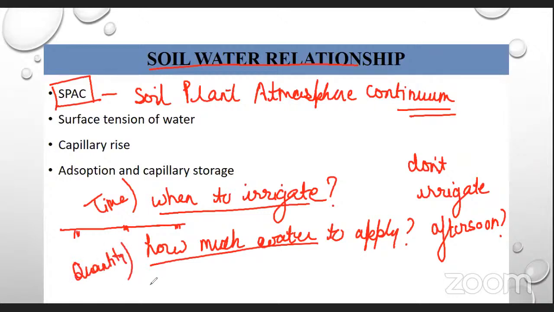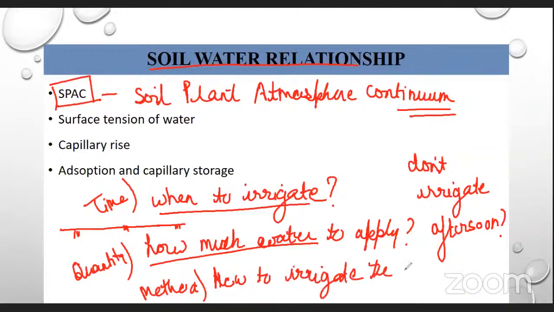But what are the methods so that we can irrigate the crop? The third question is how to irrigate the field. These methods we have already discussed. Now we have to focus on the time and quantity. First I will tell you the time and the quantity, and then I will tell the questions which usually ask about the methods, how to irrigate the field.